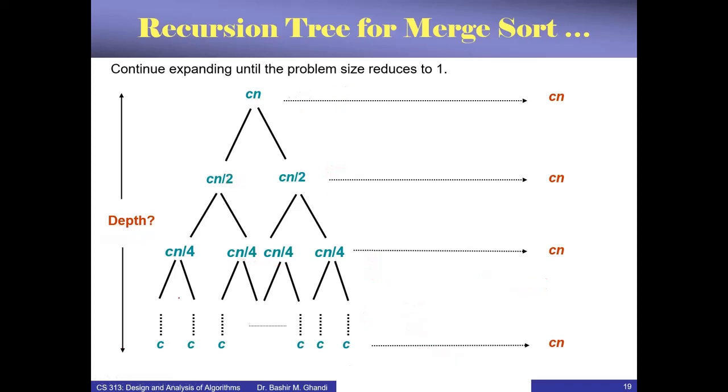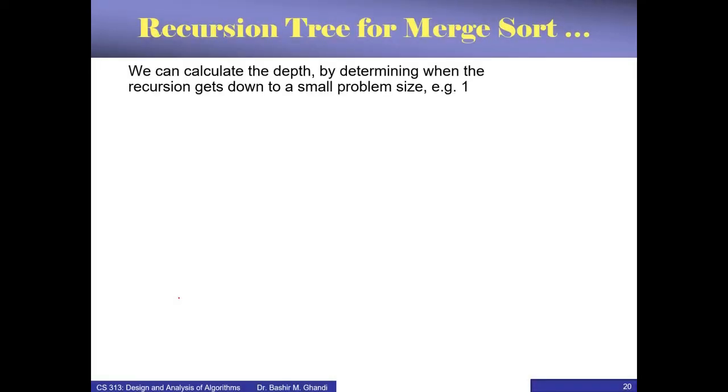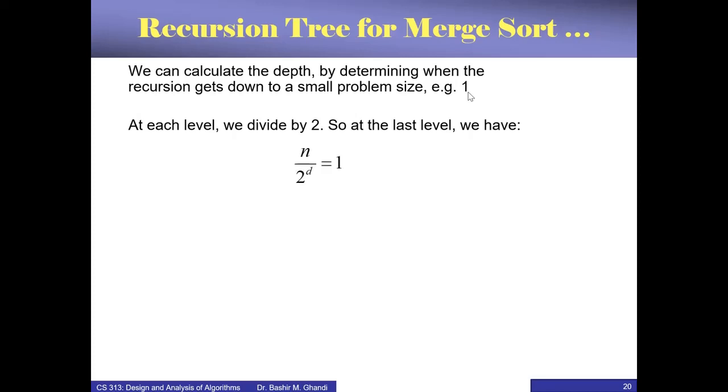So we are saying, therefore, in the next slide, we can calculate the depth by determining when the recursion gets down to the smallest problem size. In this case, problem of size 1. Okay, since at each level we are dividing by 2, so at the last level we will have n divided by 2 to the power d equal to 1. So the question is, what is this d that will give us 1? Well, we can solve it from this equation very easily, because clearly if n over 2 to the power d is equal to 1, it means n is equal to 2 to the power d, or 2 to the power d is equal to n.